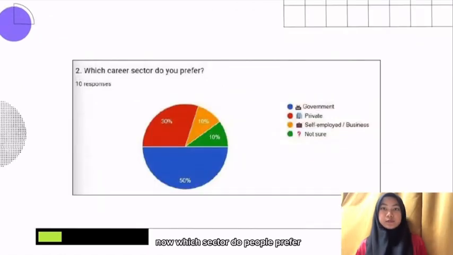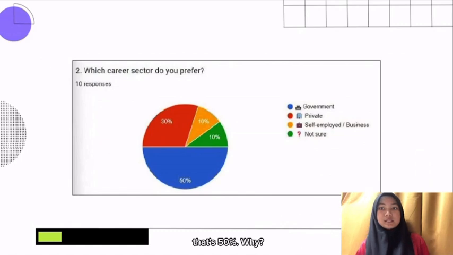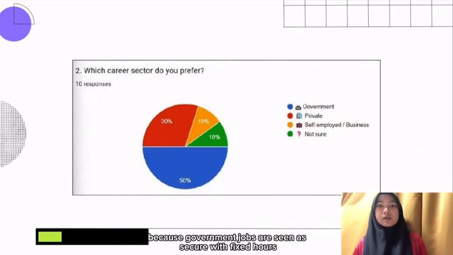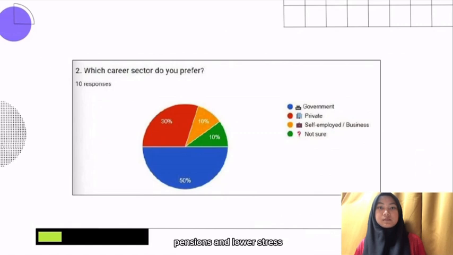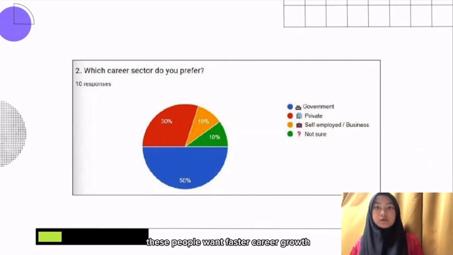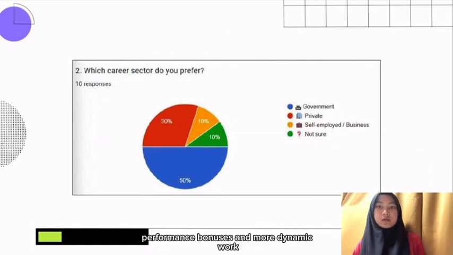Now, which sector do people prefer? Half of the respondents chose government, that's 50%. Why? Because government jobs are seen as secure with fixed hours, pensions, and low stress. Private sector came second at 30%. These people want faster career growth, performance bonuses, and more dynamic work.